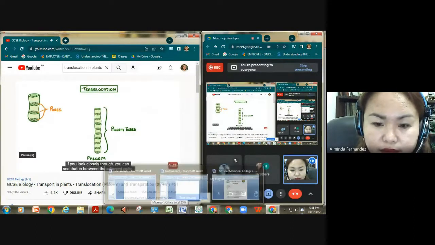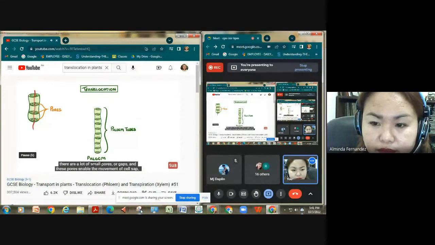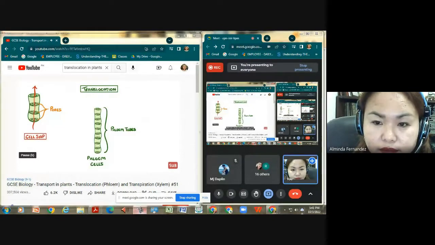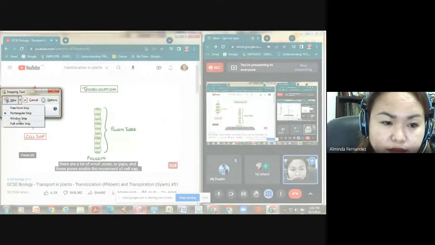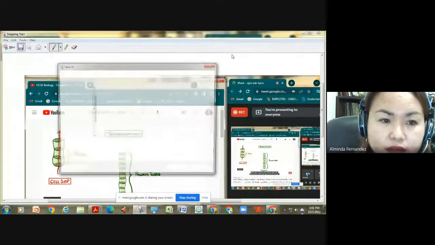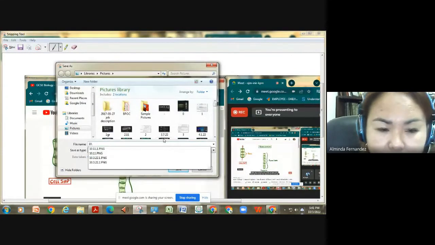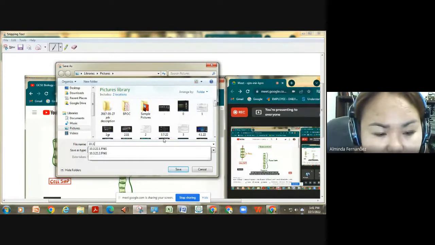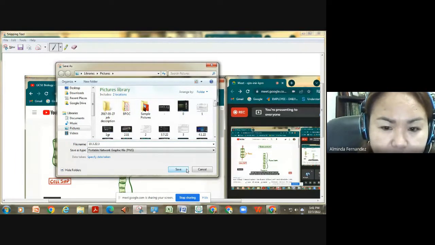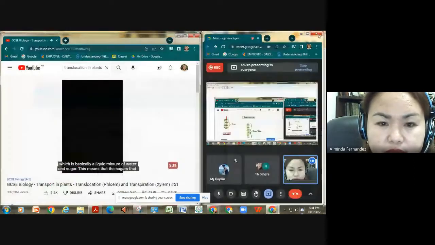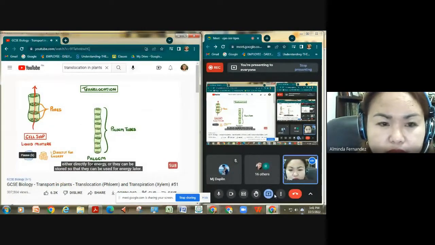If you look closely, you can see that in between the adjacent cells there are lots of small pores or gaps. These pores enable the movement of cell sap, which is basically a liquid mixture of water and sugar. This means that the sugars made in the leaves can be transported long distances between multiple cells. When sugars finally make it to whatever cells they go into, they can be used for two things: either directly for energy, or they can be stored so that they can be used for energy later. And one last thing to point out is that the phloem can transport substances in either direction, so up or down the plant.